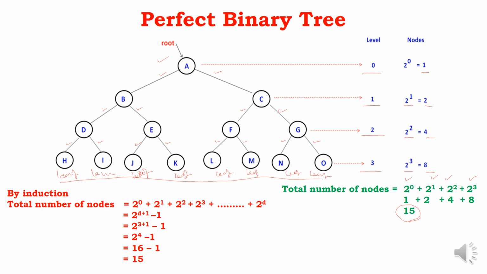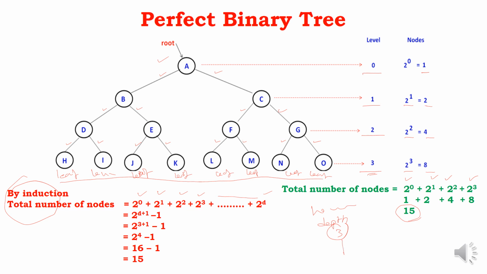This we can calculate with some equation, the equation through induction. So 2 to the power 0, 2 to the power 1 plus 2 to the power 2 plus 2 to the power 3, etc., 2 to the power d. Suppose where depth is 3. So here height or depth is 3. In this particular binary tree, a perfect binary tree, the height is 3, where it is 2 to the power 0 plus 2 to the power 1 plus 2 to the power 2 plus 2 to the power 3.